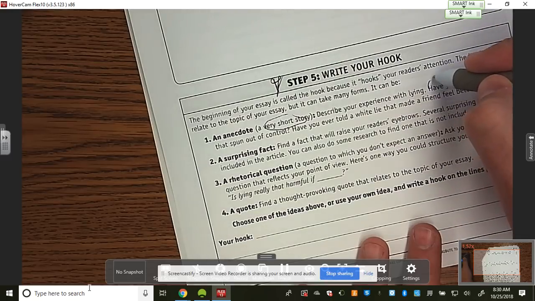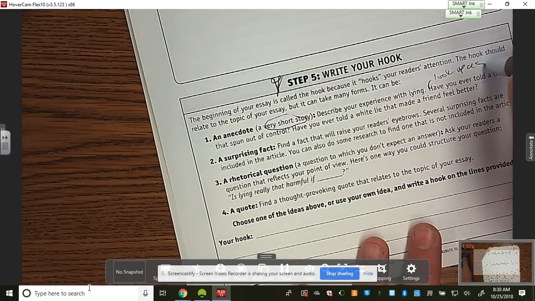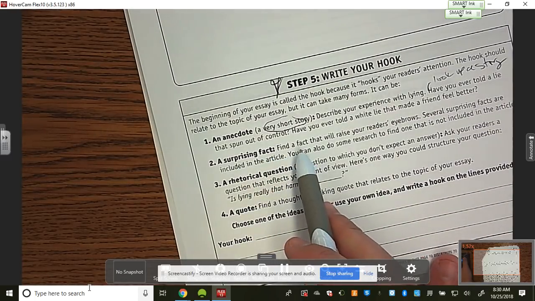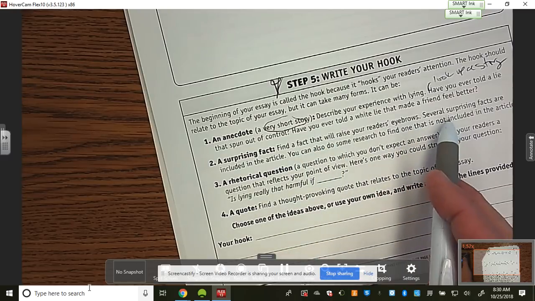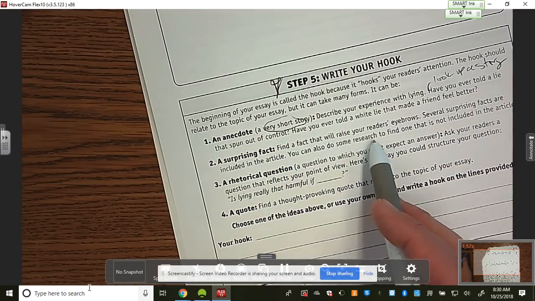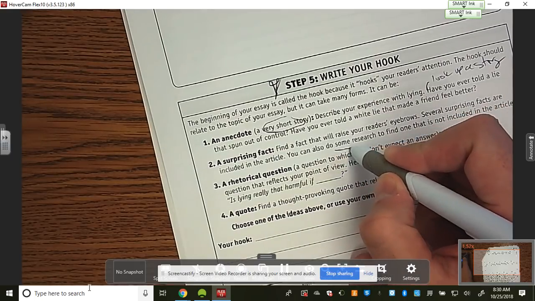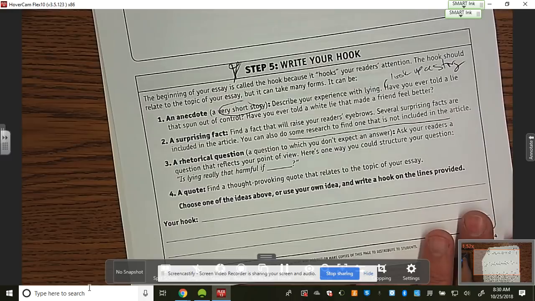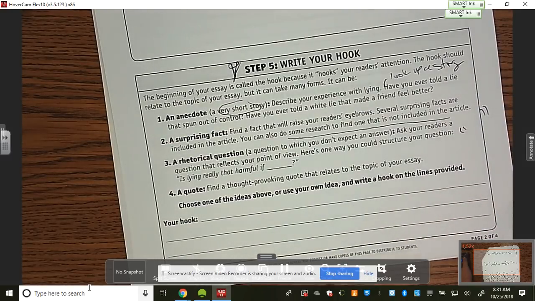You could also look up a story, and it would go something like, I once read. All right, a surprising fact. Again, it says, find a fact that will raise eyebrows. Several surprising facts are included in the article. You can also do some research. These are people who want to just have an amazing paper. They're going to go search for a fact that'll blow people's minds, maybe about lying. If I type in the word lying in statistics or facts. So remember how we did a keyword search yesterday? That's what you want to do. You want to try to find a primary source and maybe do a keyword search right here or an advanced search. That will really help you.